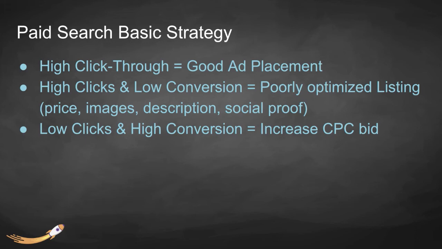If you have low clicks and high conversion, then this is really easy. This is an easy fix. It means you need to increase your cost per click bid so that you can get seen more. You might want to increase your budget as well, so you can get seen more, and that more people will click through, and then you'll make more sales that way.